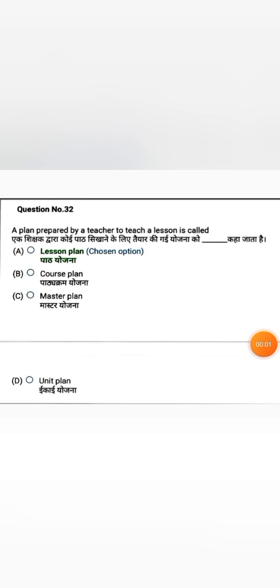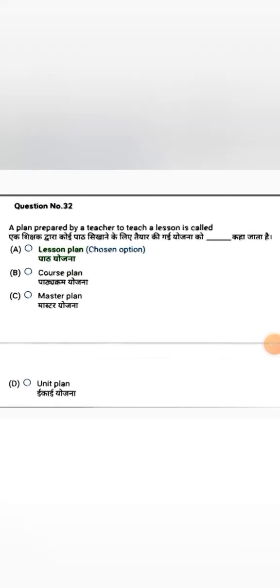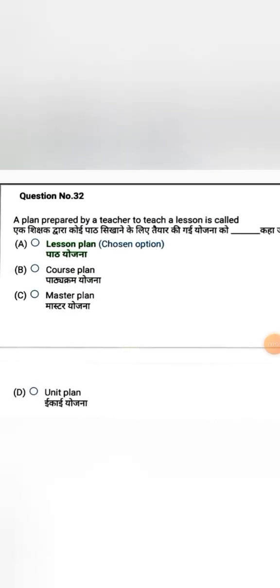A plan prepared by a teacher to teach a lesson is called. Options. Option A, lesson plan. Option B, course plan. Option C, master plan. Option D, unit plan. A plan prepared by a teacher to teach a particular lesson is known as a lesson plan.